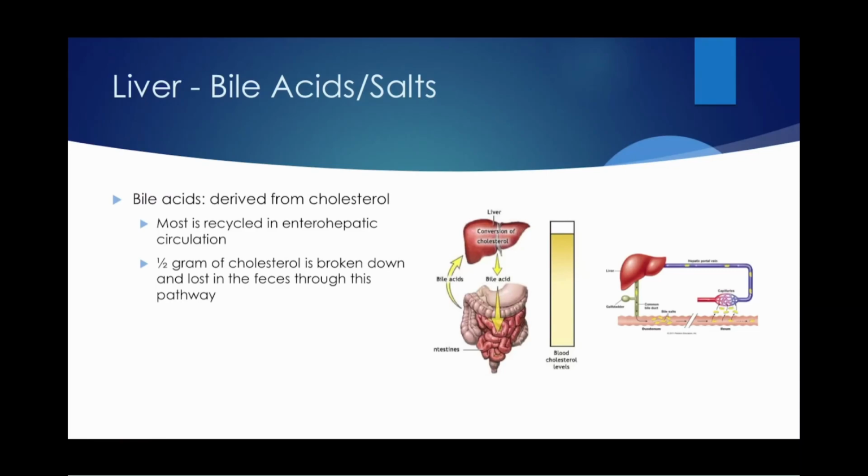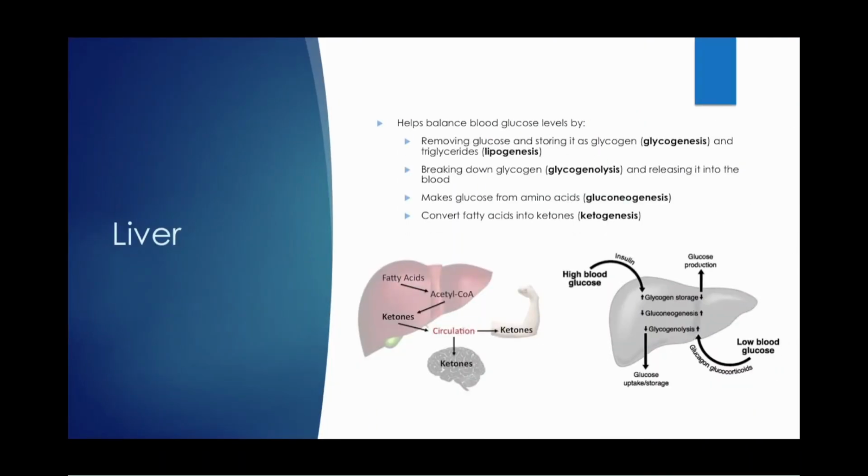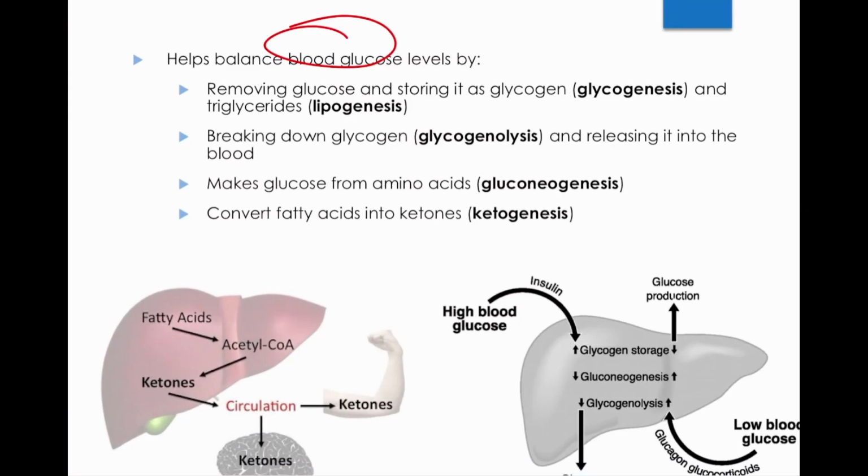So bile acids are derived from cholesterol. Most is recycled in this enterohepatic circulation. That's that cycle, how we can recycle bile. 0.5 gram of cholesterol is broken down and lost in the feces through this process. We can bring back bile salt, at least, from the small intestine and bring it back into the liver for recirculation. Blood glucose, okay, the liver removes glucose and stores it as glycogen, glycogenesis, and triglycerides, lipogenesis.